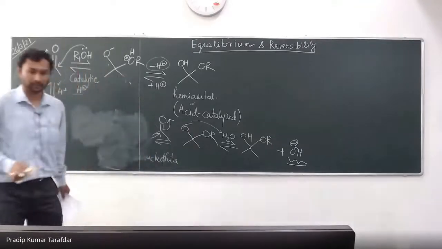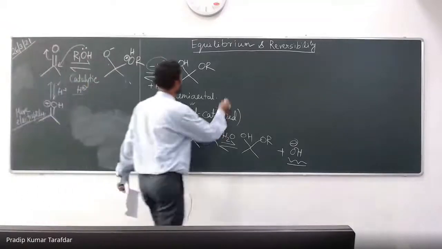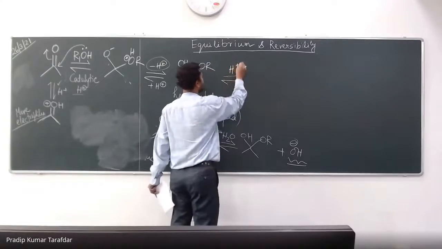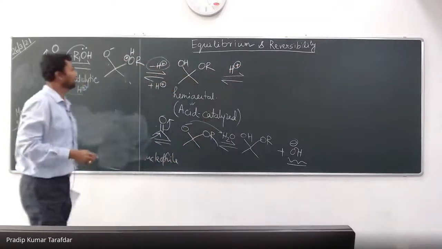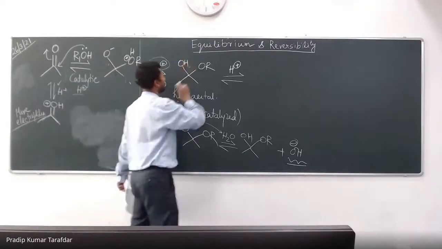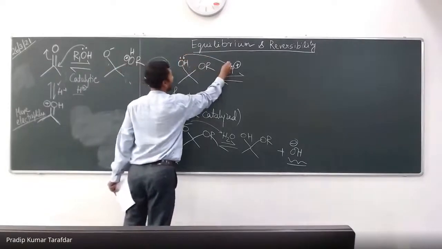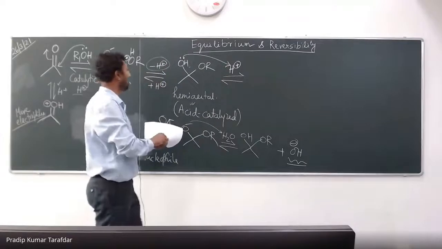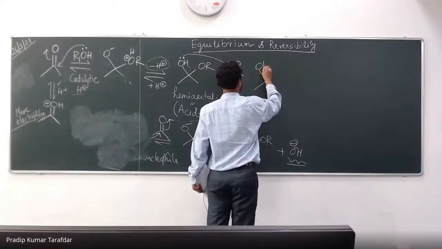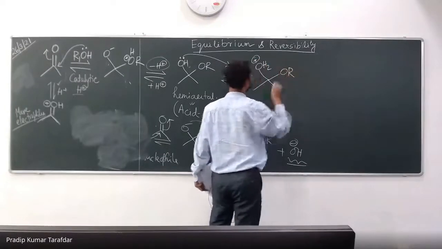Okay, so we can keep it. Now this hemiacetal, in the presence of acid H plus, can protonate further. Suppose it is protonated here. There is a protonation, so what I should get is this: OH2 plus and OR.